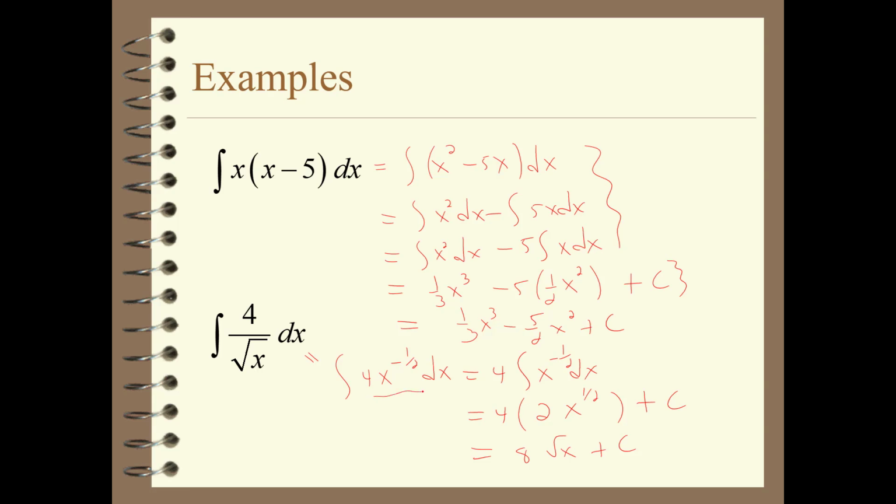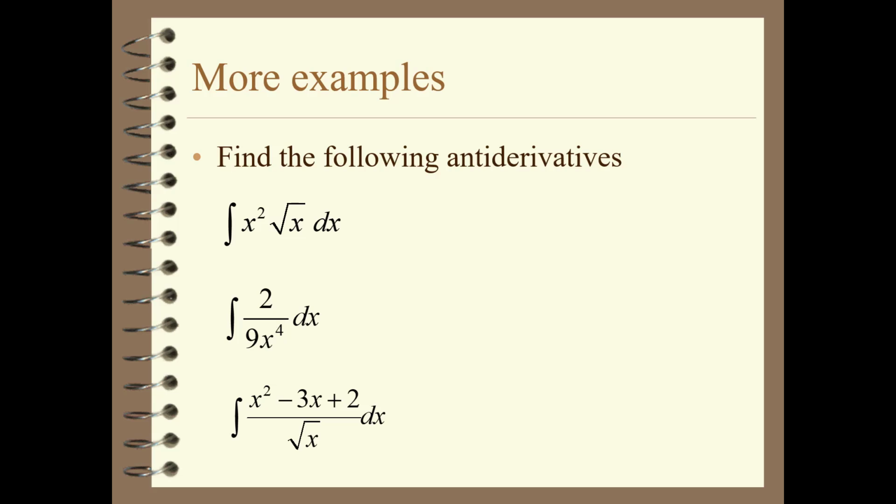This here was the rewriting. This is all the rewriting. This is the actual integration. This is the simplifying at the end. Let's do that some more. In this problem, I don't see parentheses, but I notice that I can rewrite the square root of x as x to the 1/2. That allows me then to find the product and rewrite it as x to the 5/2 dx.